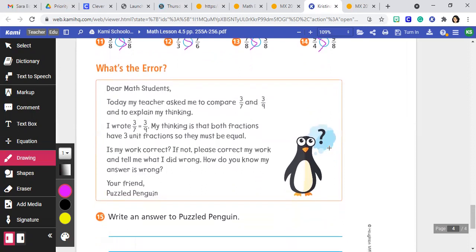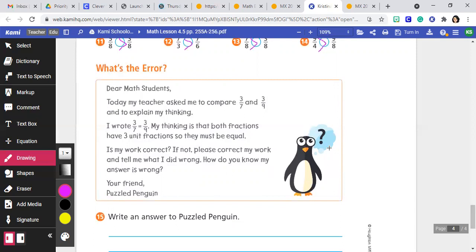Well, you know what time it is. What's the error? It's our friend Puzzled Penguin. He's got another question for us. Now remember, we don't want to make him feel bad because mistakes are how we learn. Let's see what he's got to say.